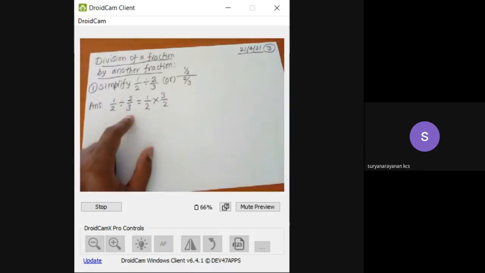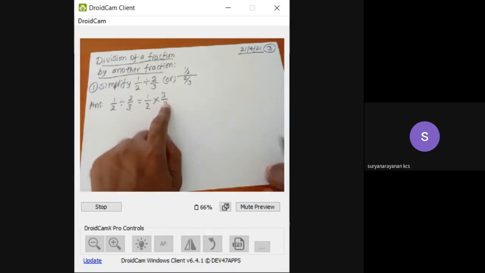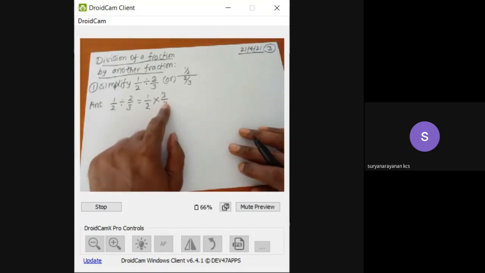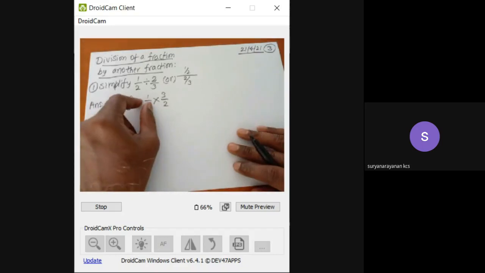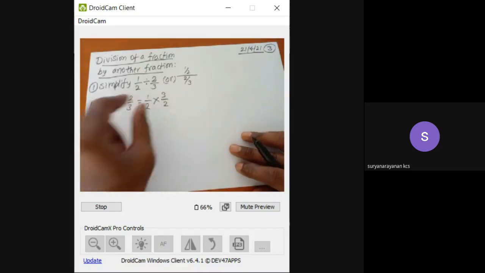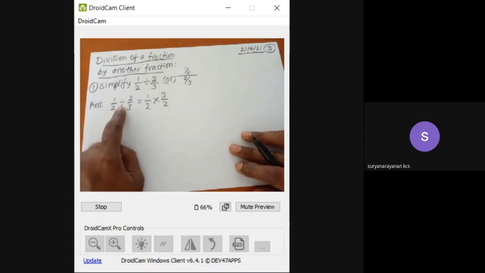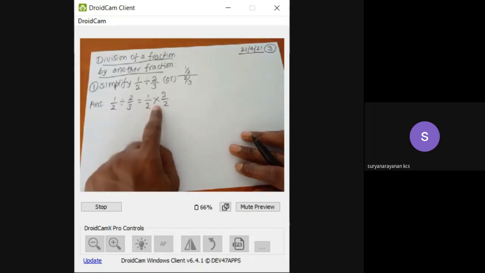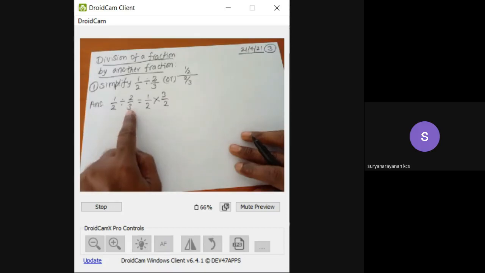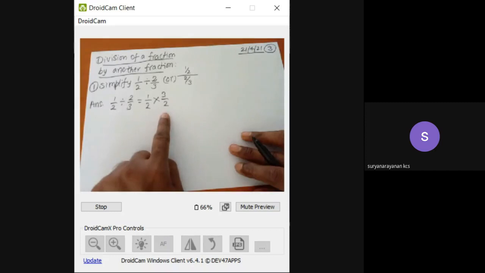Reciprocal of 2 by 3, or multiplicative inverse of 2 by 3, is 3 by 2. So we wrote 3 by 2 here. Please remember these steps, my children. We write the first fraction as it is. Instead of the division symbol, we write the multiplication symbol, and we write the reciprocal of the second fraction, or the multiplicative inverse of the second fraction.